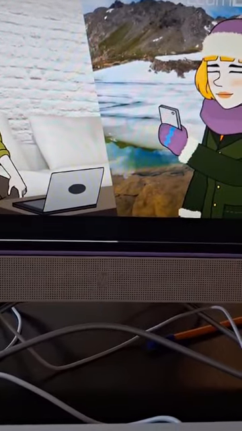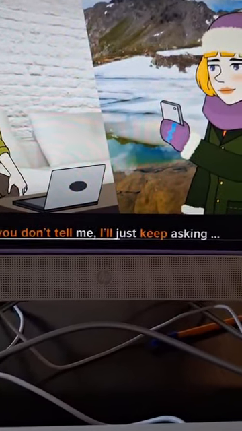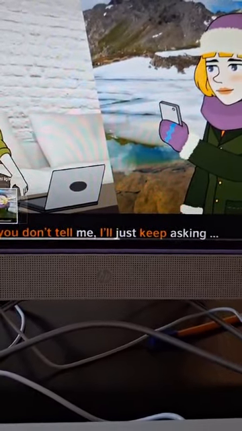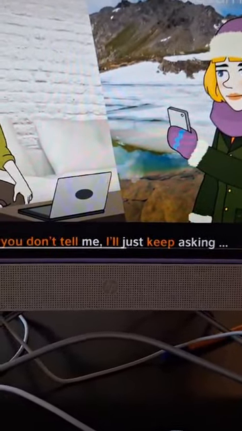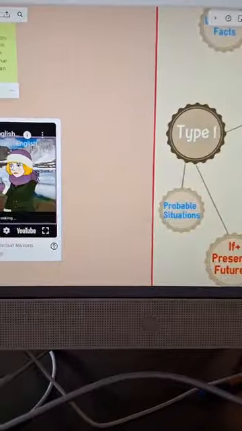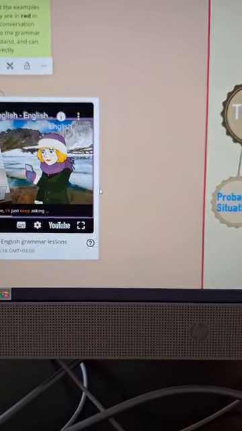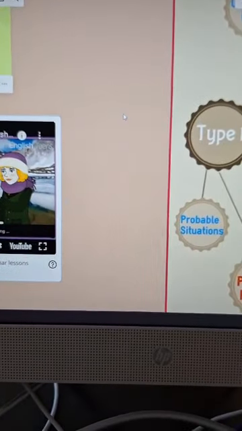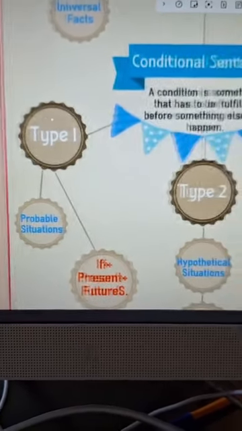As you see, I wouldn't complain. And for example here, if you don't tell me, I will just keep asking. I will not show you all of them now. After watching the video and refreshing the memory about conditionals, we go to the next slide.